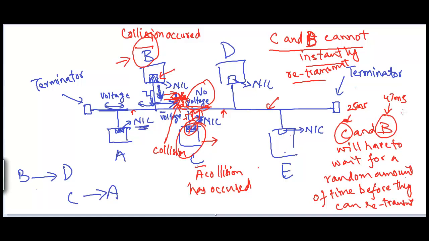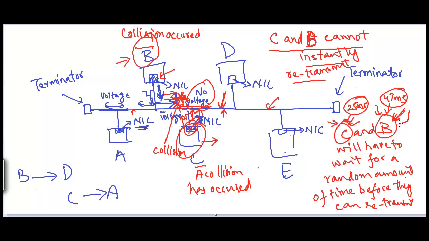Let's say that time is 47 milliseconds. So this was generated randomly for B in B's network interface card, and this was randomly generated for C in C's network interface card. These random amounts of time are generated individually for C and individually for B. So now C is going to wait for 25 milliseconds. Once 25 milliseconds are over, C is going to sense the wire, sense this bus, and see if there is any voltage on the bus.